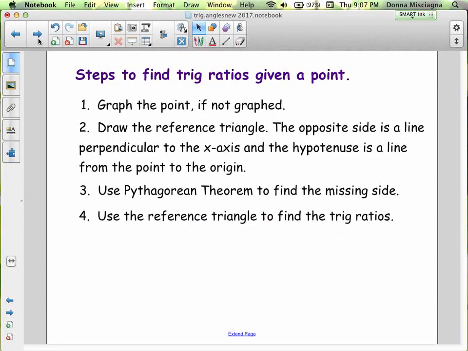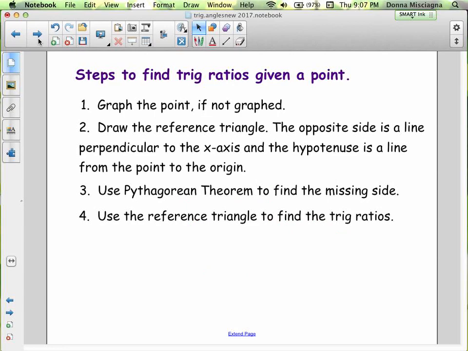So the steps to find trig ratios given a point. You're going to graph the point if it's not already graphed for you. You're going to draw the reference triangle. When you draw it, you're always going to go straight to the x-axis. So the opposite side is a line perpendicular to the x-axis, and the hypotenuse is a line from the point to the origin. Right? So you're going to draw one line from the origin to whatever your point is, and then you're going to draw another line from your point vertical right down to the x-axis.